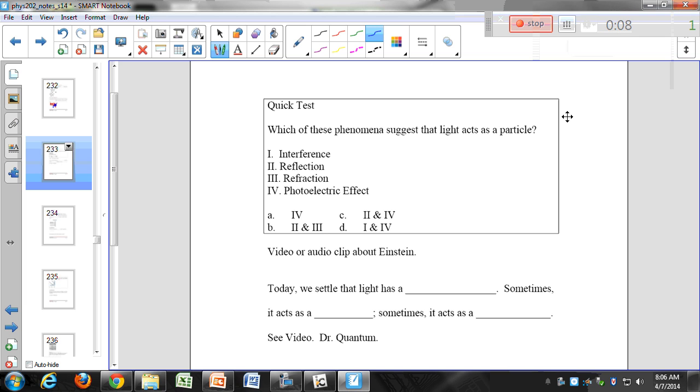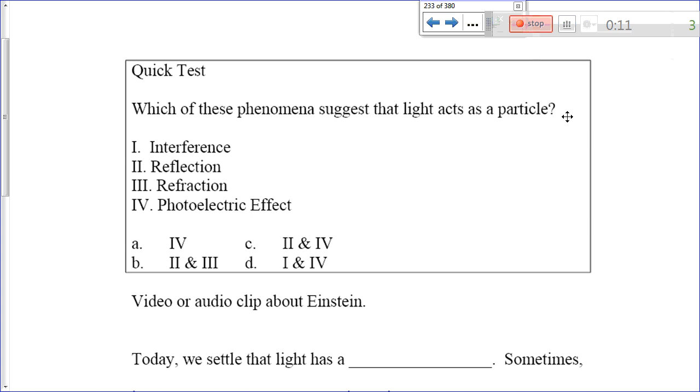Which of these suggests that light acts as a particle? Interference, reflection, refraction, or the photoelectric effect? Or some combination of those?